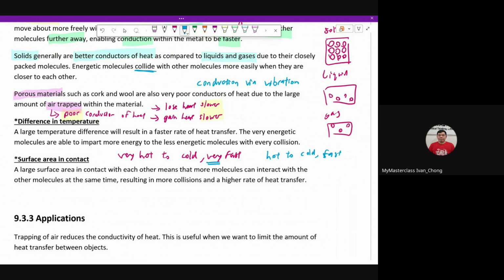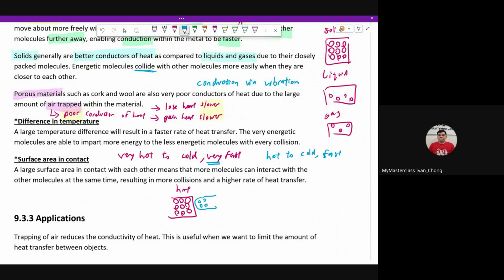Okay? So surface area: because conduction requires your molecules to touch one another, if you have a very hot object, let's say my cup of coffee, and you have your finger that has molecules inside.